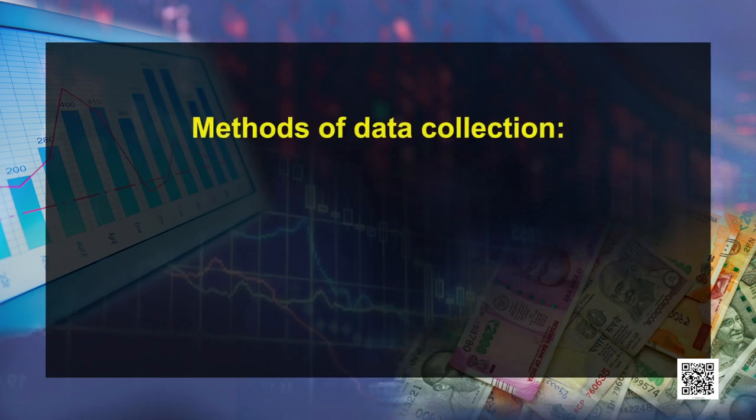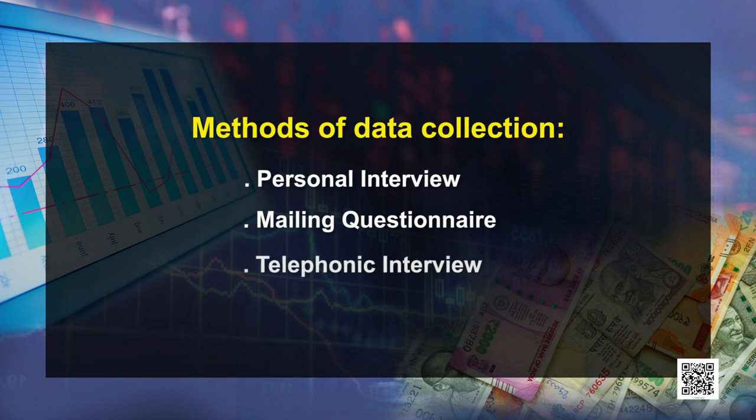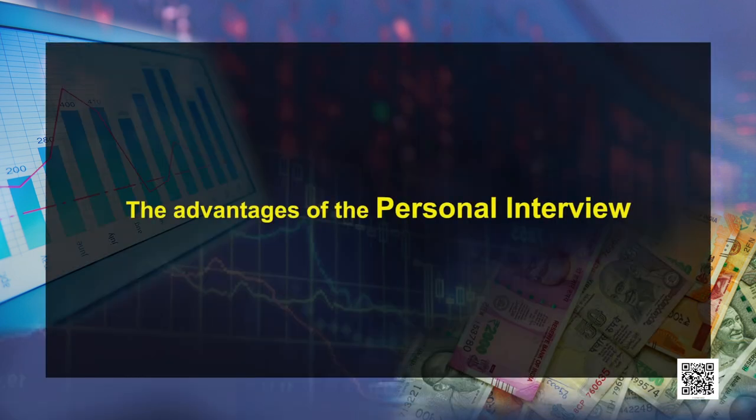There are mainly three methods of data collection. They are personal interview, mailing questionnaire, and telephonic interview. Let us discuss the three methods one by one. The advantages of the personal interview are that the enumerator can personally explain to the respondent about the objective of the inquiry and importance of the study. It helps in getting better cooperation of the respondents and in obtaining accurate answers to the questions in the questionnaire. The enumerator can help the respondents in interpreting the questions correctly and recording their answers. It saves time of the respondents and keeps them in good humor.